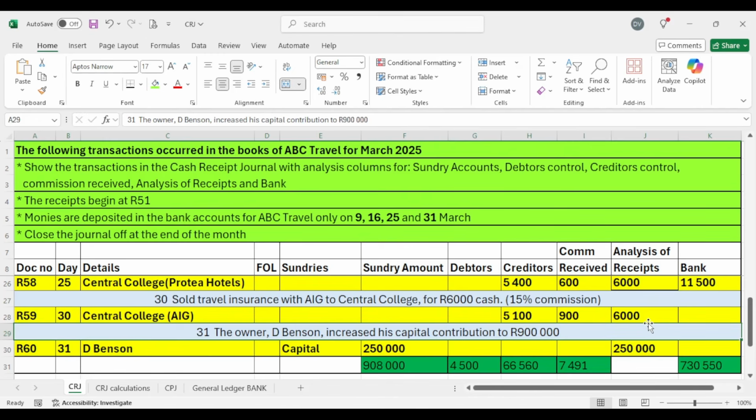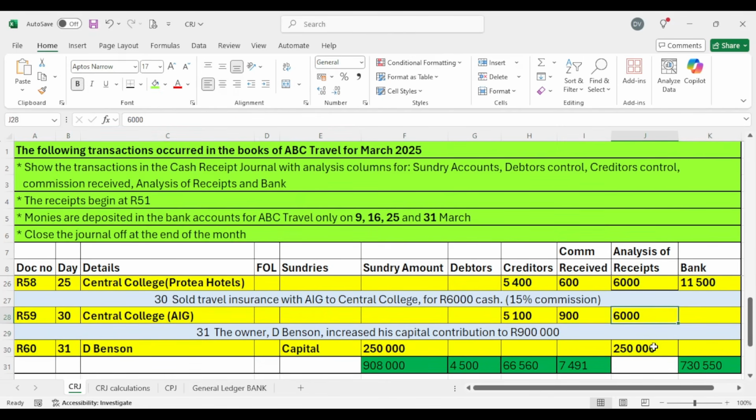Right, so that is all the transactions. We have to now take this last one to the bank. The last two we have to take to the bank. It's literally your 6,000 plus your 250,000 gives us 256,000. And we take it to the bank and we add our double line. The last instruction said to you that you must close off the journals at the end of the month.